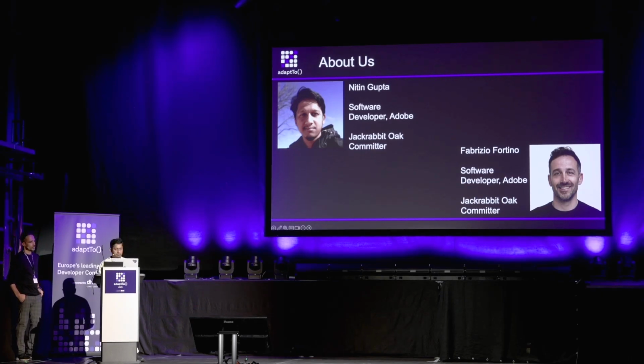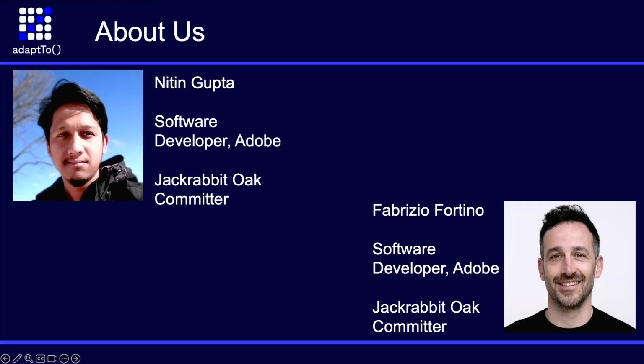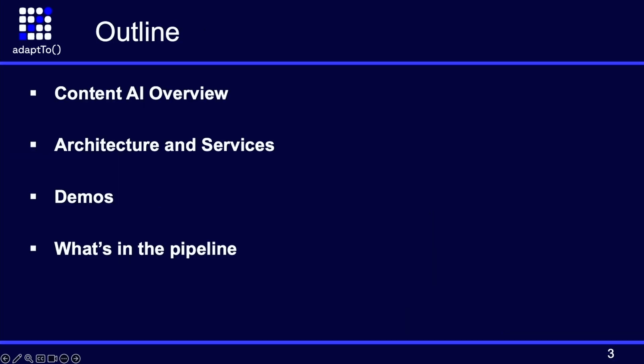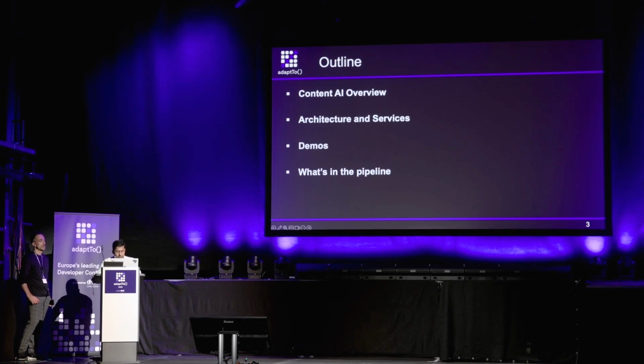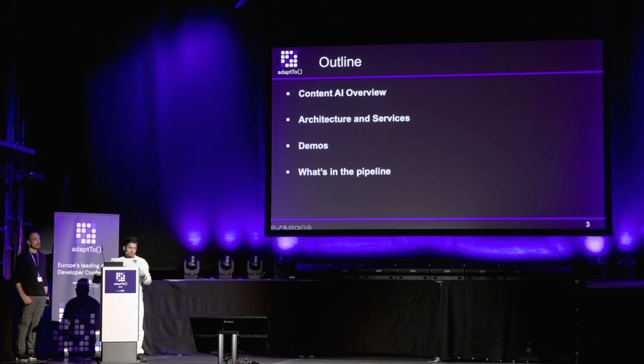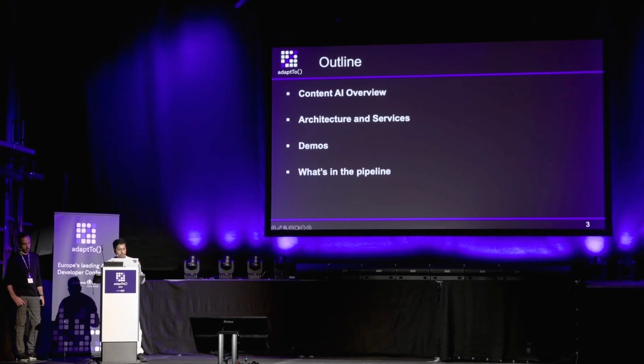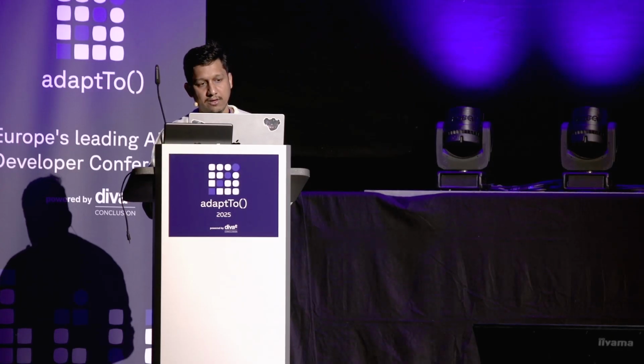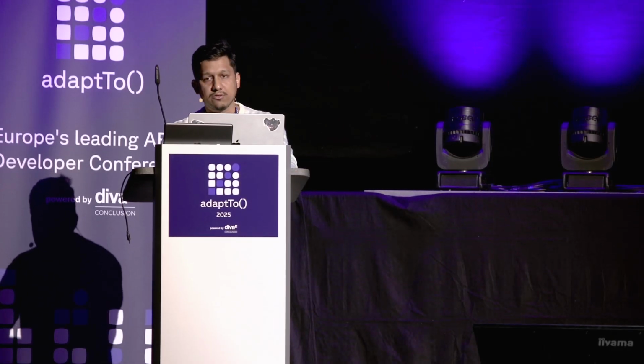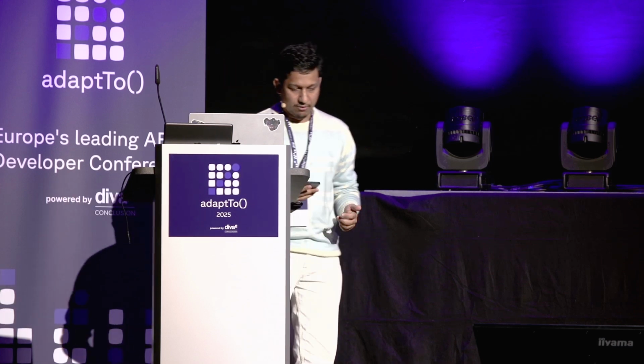I'm Nitin, and with me I have Fabrizio. Both of us are developers at Adobe and Oak committers with the focus on search and indexing. So, what do we have on the plate today? We'll start with a brief overview of what Content AI is and why the need for such a solution. We'll then talk about the architecture in detail and the services that form this solution. We'll do a couple of demos for the main use cases. And then towards the end, we'll talk about what's in the pipeline in the near future.